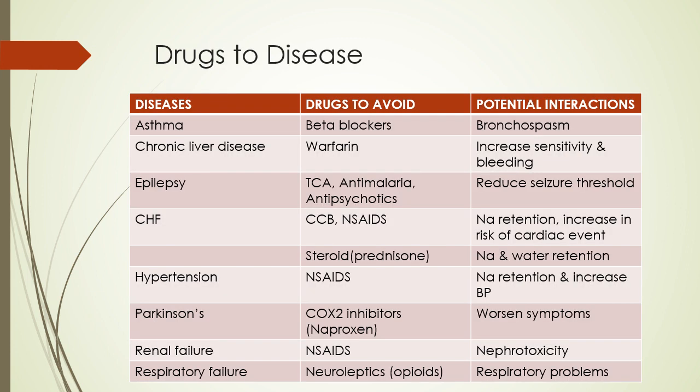Similarly, you should also know about drug-to-disease interactions, that lead to potential interaction. There are certain drugs which you need to avoid during certain types of disease conditions, and those are enlisted here. And those are: asthma. We need to avoid drugs like beta blockers because they lead to bronchospasm. For chronic liver disease, warfarin should be avoided because it leads to an increase in sensitivity and bleeding.